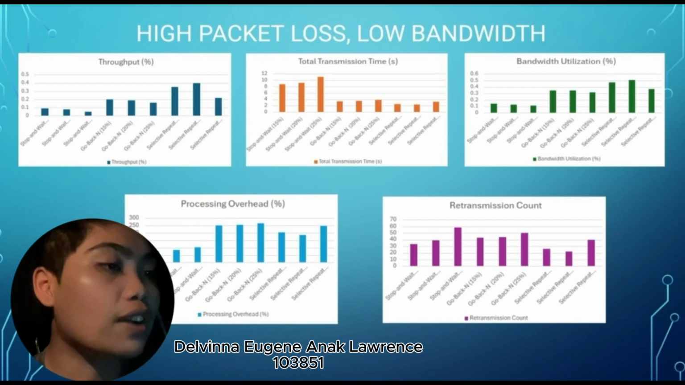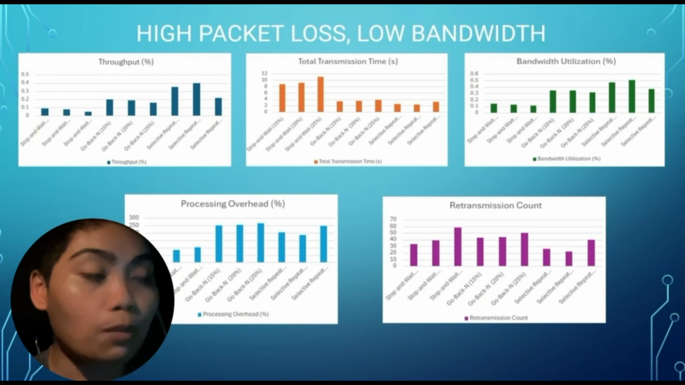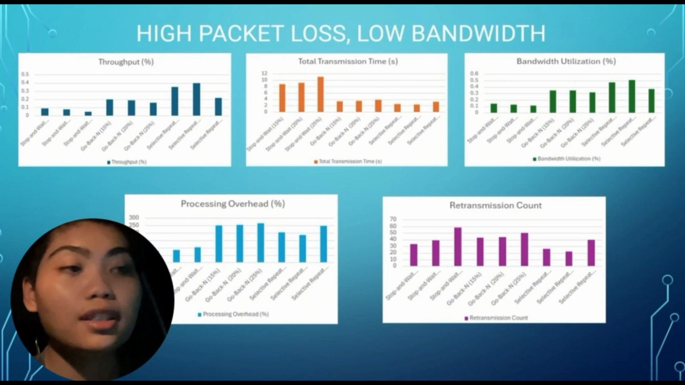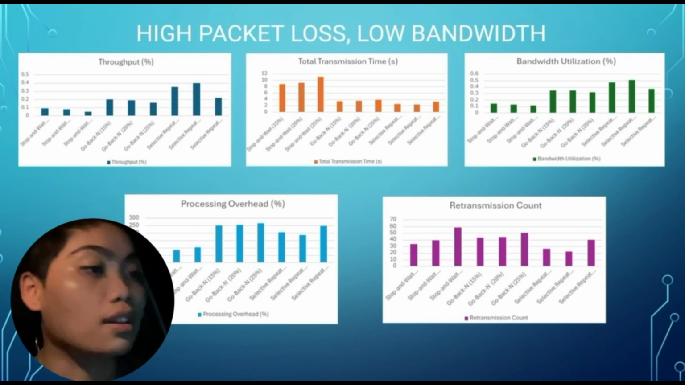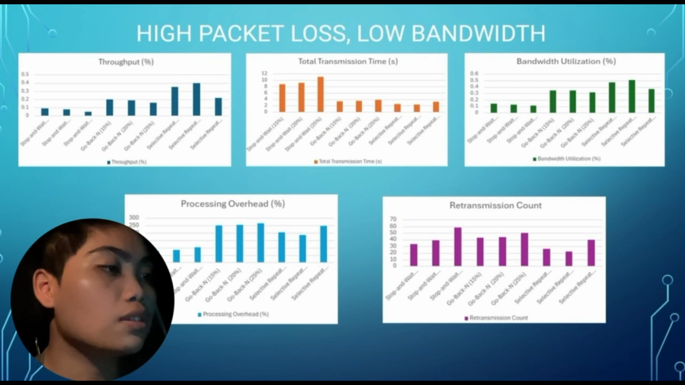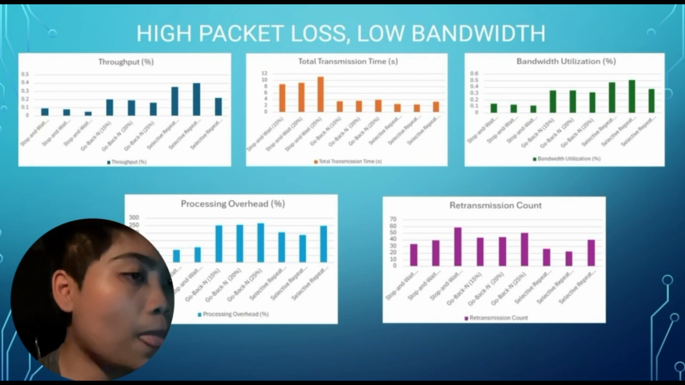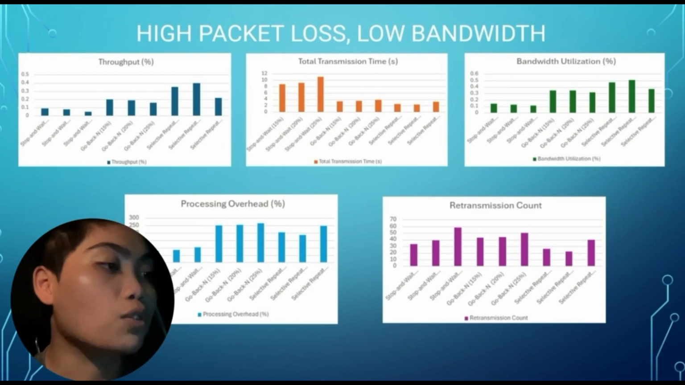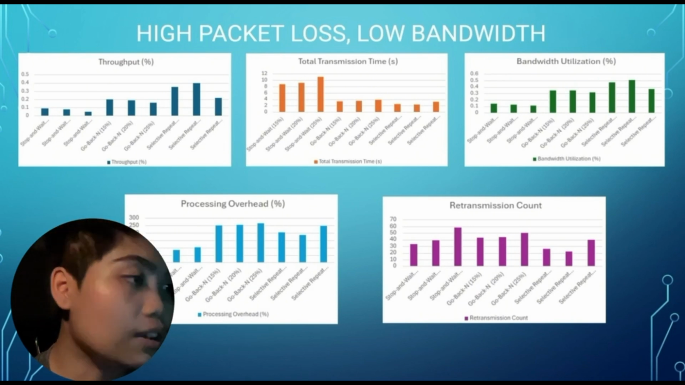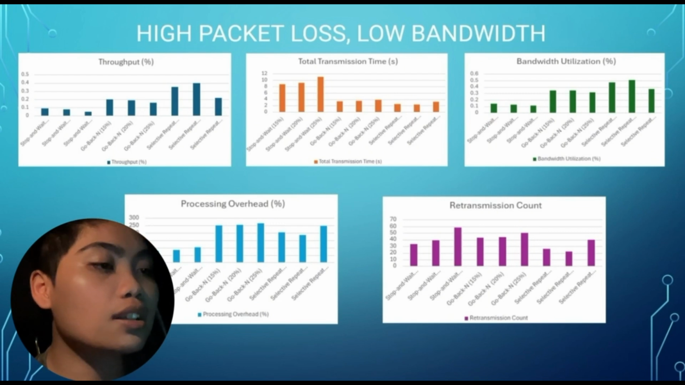In this slide, you'll see 5 graphs that compare the performance of stop and wait, go back N, and selective repeat. Let's start with throughput. As expected, stop and wait has the lowest throughput. It sends one packet at a time and waits for an acknowledgement, which really slows things down when there's a lot of packet loss. Go back N does a bit better since it sends multiple packets before stopping. But if one packet gets lost, it still has to retransmit a whole bunch.